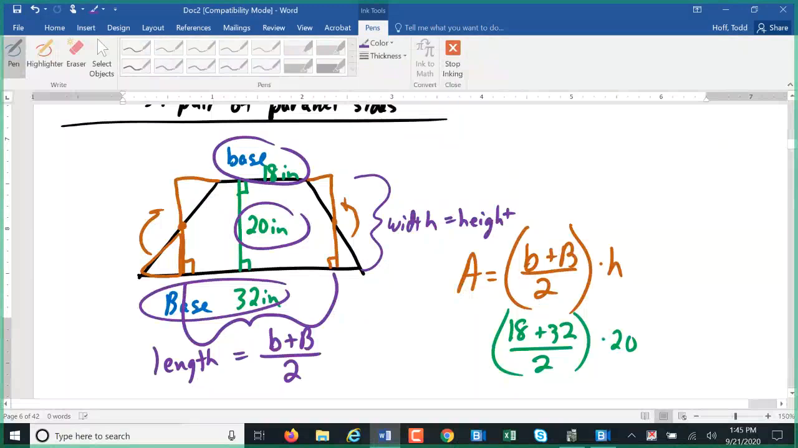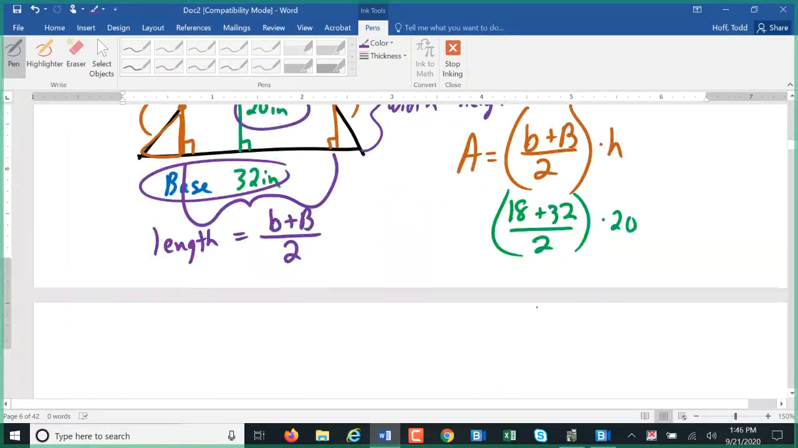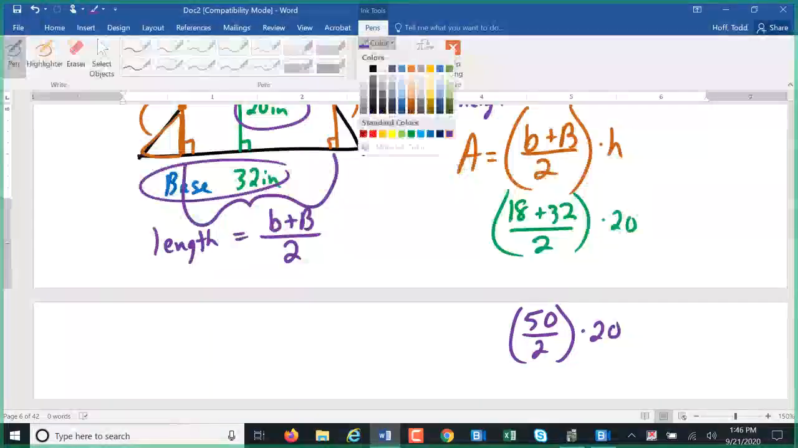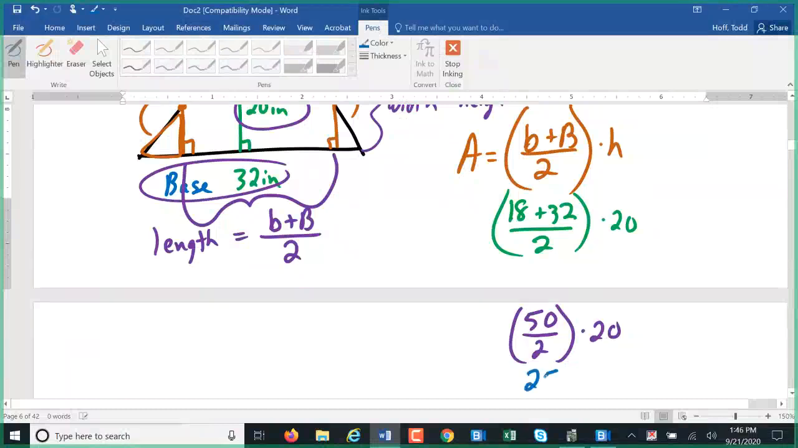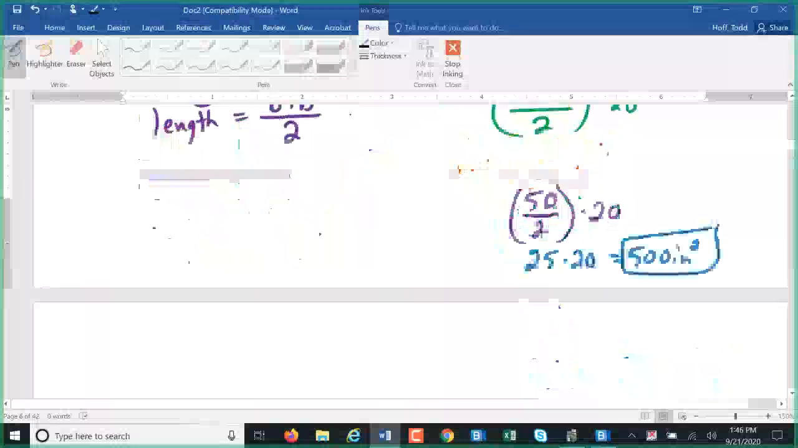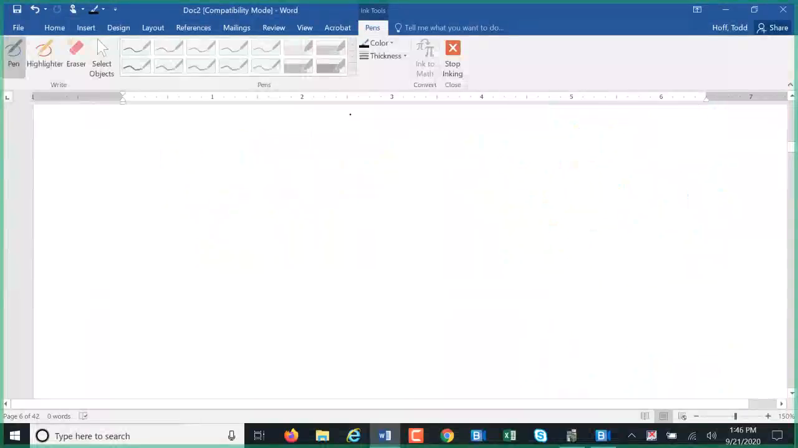18 plus 32 is 50. 50 divided by 2 is 25. 25 times 20 is 500. Those were in inches, so this is square inches. So that area is 500 square inches for that trapezoid. Well, not all trapezoids sit flat like that. A trapezoid can be any four-sided shape with one set of parallel sides.